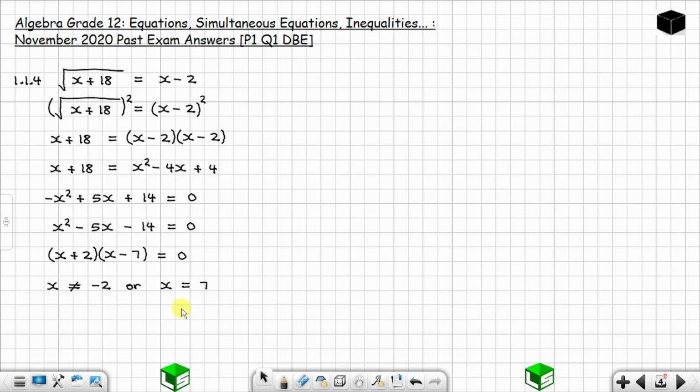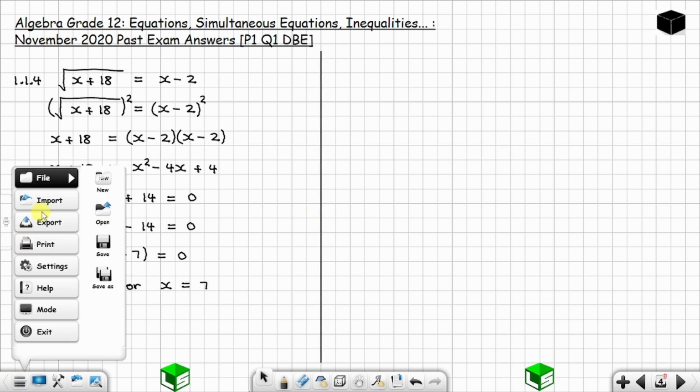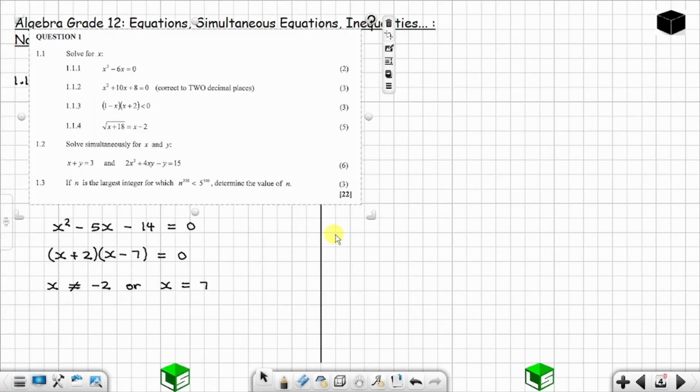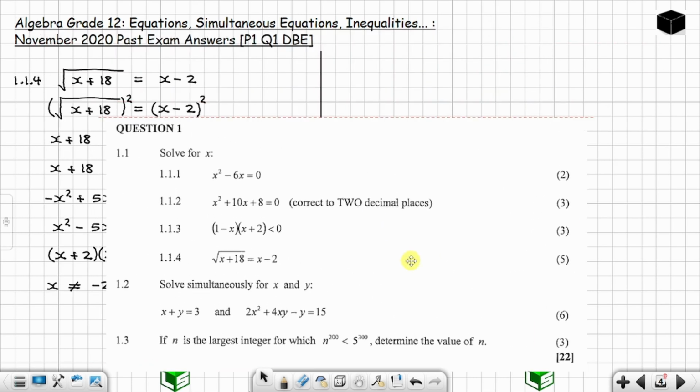So always remember to check your answers. You have to check your answers. So the next question, I'm going to use this space. Let me put a line here. Okay. Let me get the question. Question 1 from November 2020. Okay. So what is the next question?